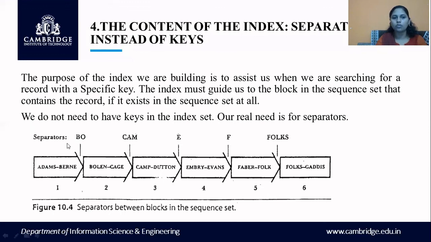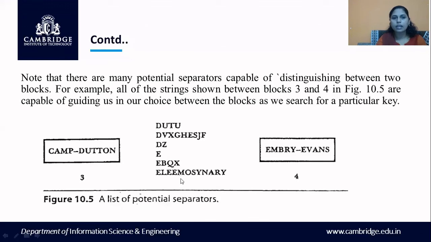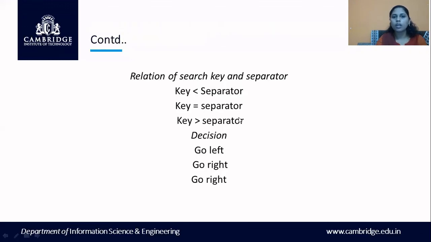You understood how to form the separators as our index instead of keys. The next thing is, what is the relation of the search key and the separator? How is this separator helping in the searching process? That is what we are going to learn. The relation between the search key and the separator.